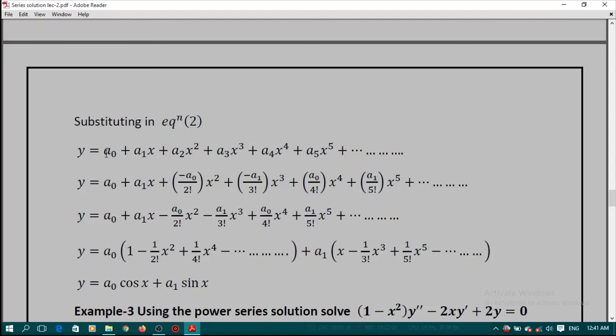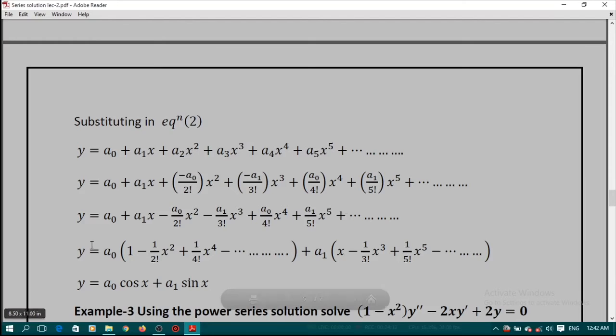So a0 is as it is, a1 is as it is, value of a2 is minus a0 divided by 2 factorial, value of a3 is minus a1 divided by 3 factorial, value of a4 is a0 divided by 4 factorial, value of a5 is equal to a1 divided by 5 factorial, and so on. So after substituting this value, we get y equal to a0 plus a1x minus a0 divided by 2 factorial into x square minus a1 divided by 3 factorial into x cube plus a0 divided by 4 factorial into x raised to 4 plus a1 divided by 5 factorial into x raised to 5, and so on.